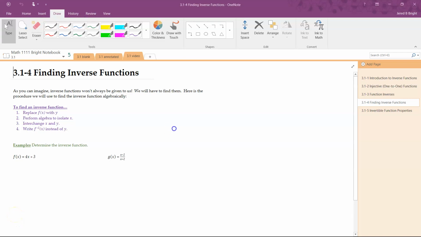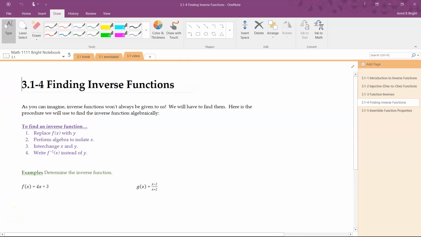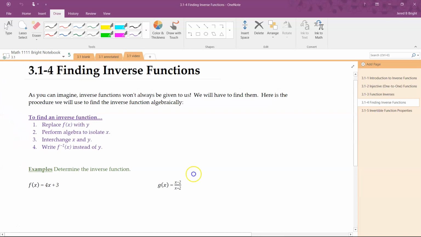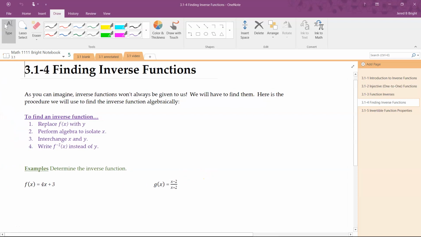Welcome back, and now it is finally time to find function inverses for ourselves. Rather than verify or talk about properties related to them, here's how we do it. The procedure is kind of plain, it's boring, but we can talk about it. We're going to replace f of x with y, just to eliminate the function notation.